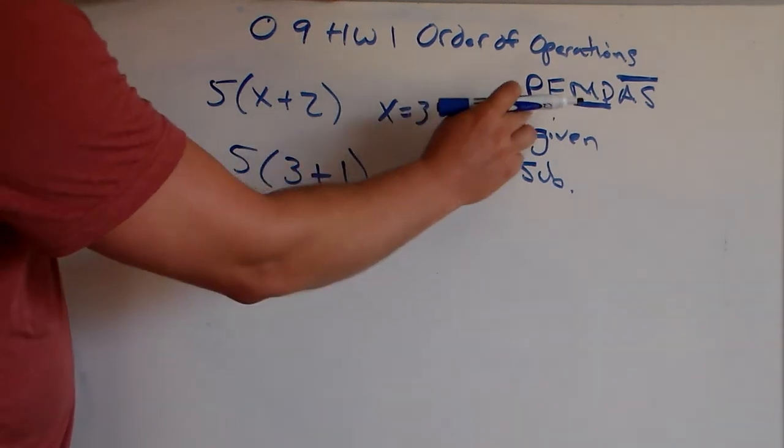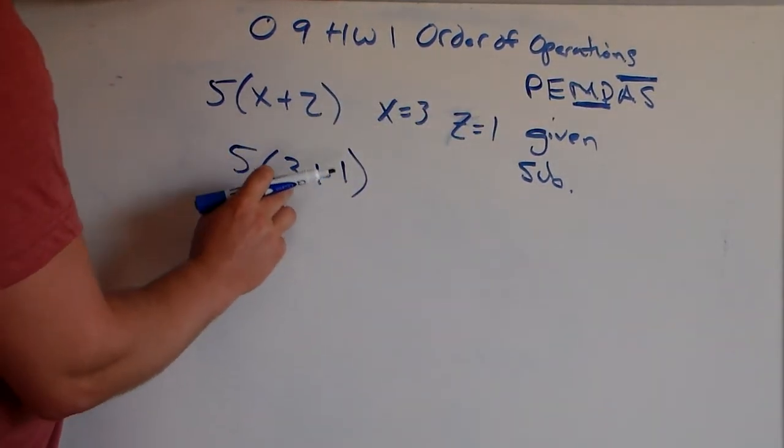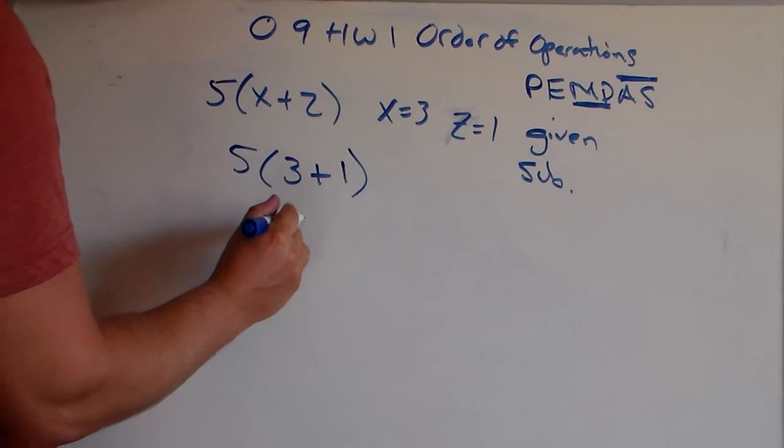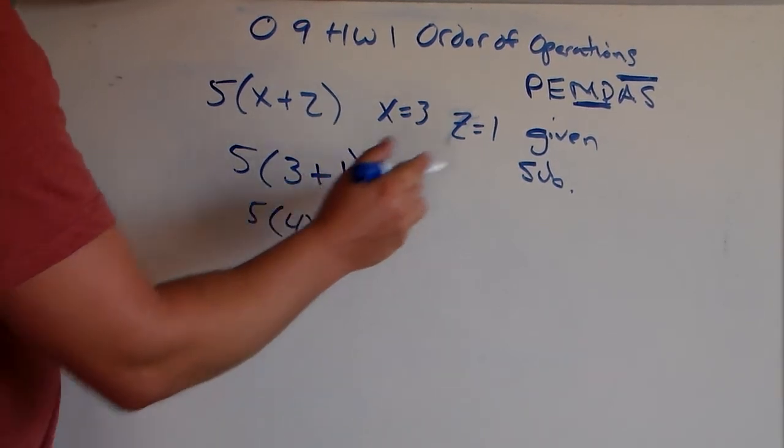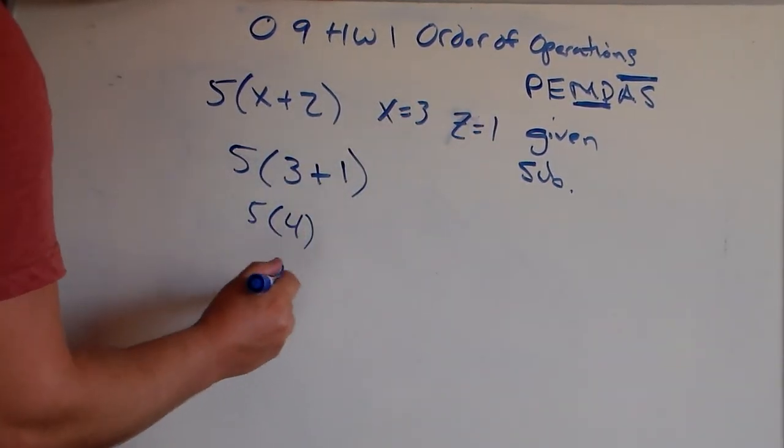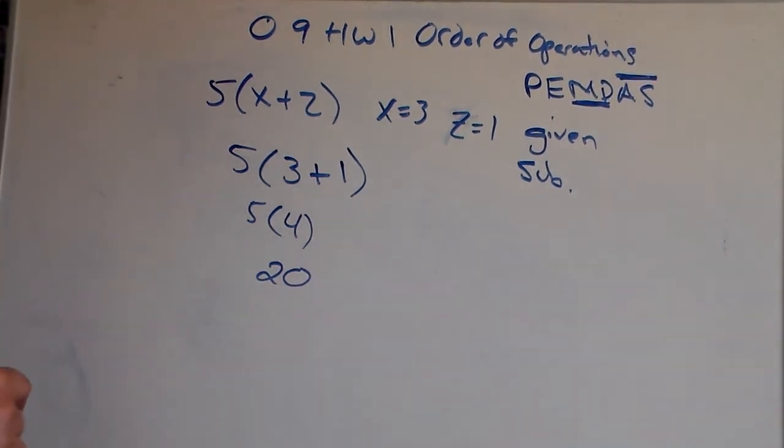Then we do our order of operations, parentheses, well 3 plus 1 is inside the parentheses, so that's really 4. Then we take care of our multiplication. 5 times 4, you know, is 20. And that's our answer to problem number 9, which is B.